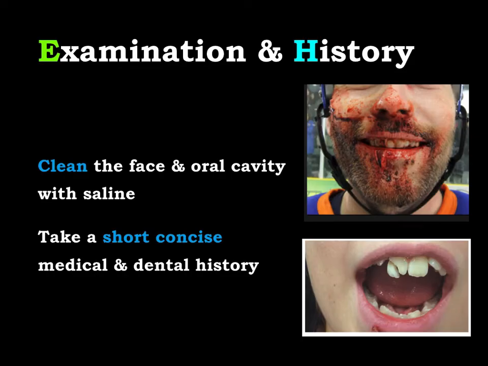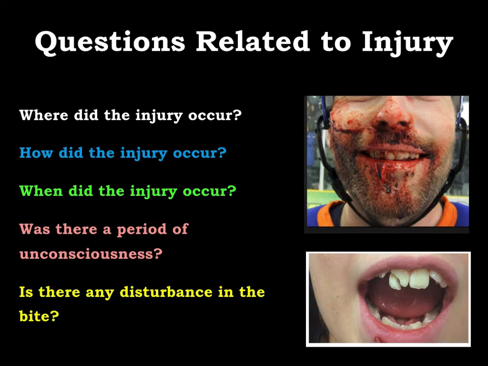The examination of the affected tissue usually starts by cleaning the face and the oral cavity with gauze and saline to see where the laceration is and which teeth are missing. Also, the history needs to be short and concise, toward the trauma and any relevant medical condition. The most commonly used questions are: where did the injury occur? How did it happen? When did it happen? Did you lose consciousness? And is there any disturbance in the bite?